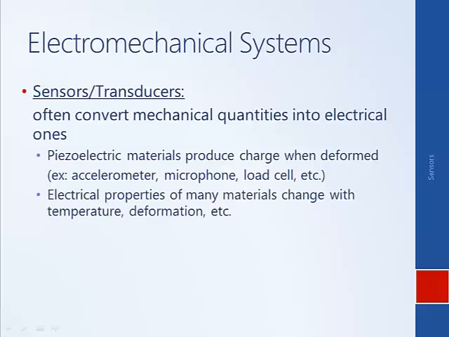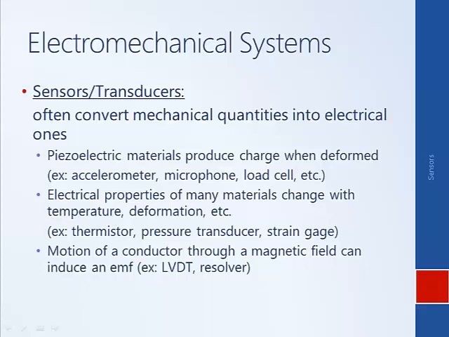Another class of sensor works on the basis of the fact that electrical properties of some materials change with mechanical properties. For example, a thermistor works on the basis of its resistance changing with temperature. A strain gauge works on the basis of its resistance changing with deformation or stretching. And pressure transducers generate electrical signals in proportion to pressure based on changes in resistance or capacitance or inductance, depending on the construction of the transducer.